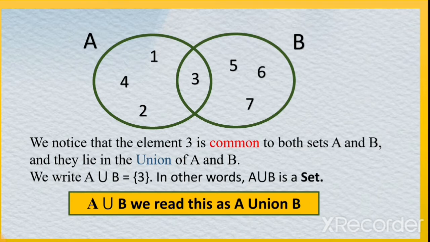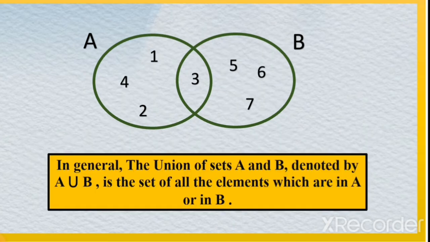In other words, A union B is a set. So in general, the union of sets A and B, denoted by A ∪ B, is a set of all the elements which are present in A or in B.